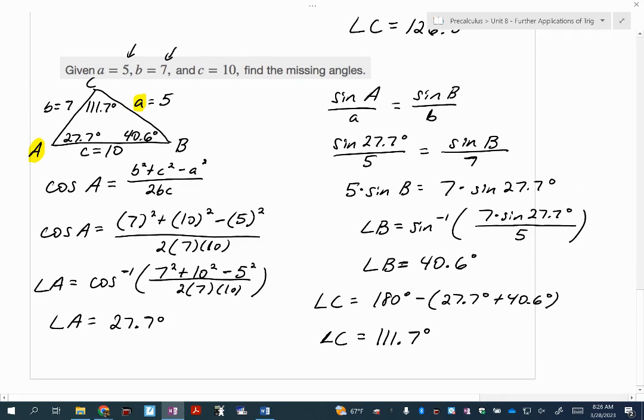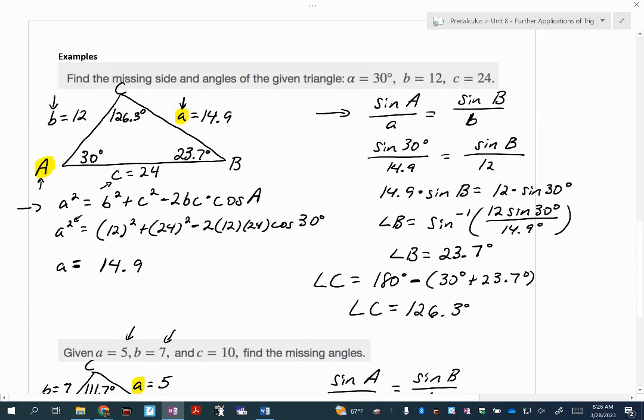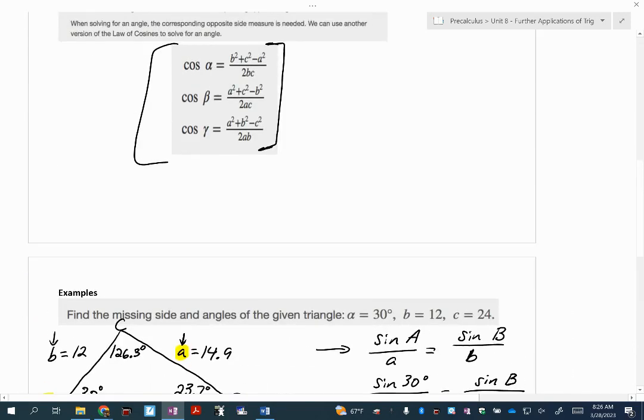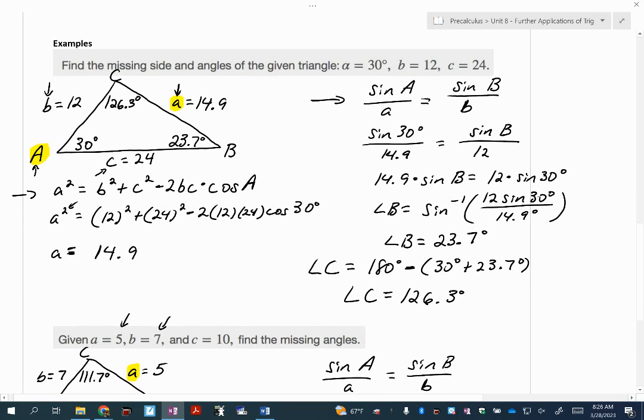Now, before I wrap this up, I just want to make sure you guys are good on both of these. On the first one, you had to use the law of cosines to find the missing side length A. From there, you had choices. If you wanted to use the law of cosines to find an angle, you would have to use one of these bottom three iterations of it. But I decided to use the law of sines now that I had enough information.